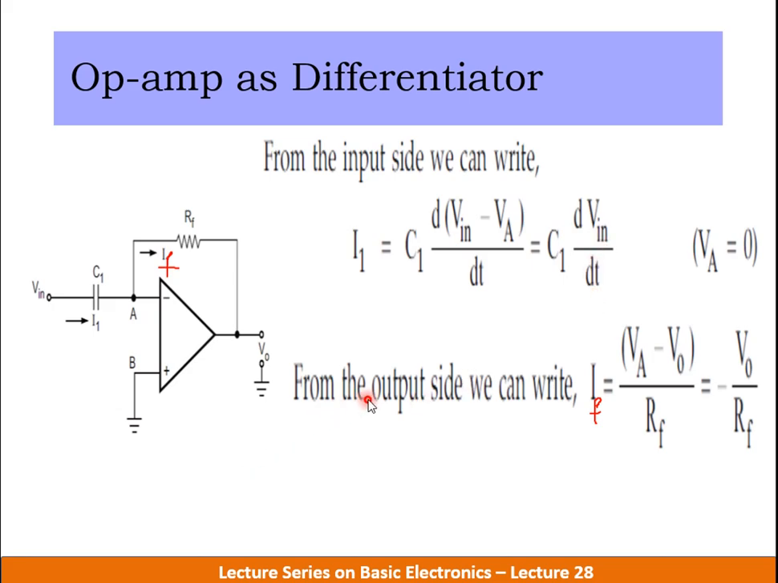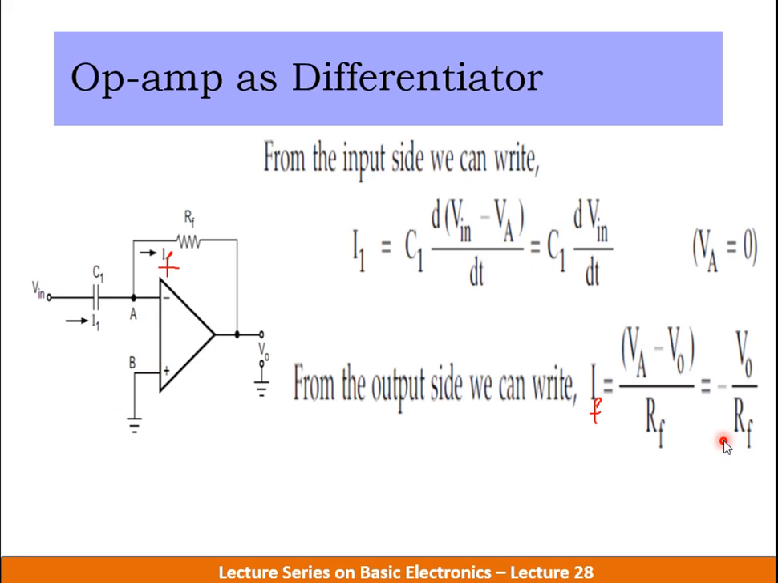Similarly, we need to calculate the current equation, that is, find the value of current from the output side of the circuit. Therefore If is equal to the potential difference between 2 points divided by resistance, so it is VA minus V0 divided by Rf. We already know VA is equal to 0 due to the virtual ground concept. Substituting VA is equal to 0, we get If is equal to minus V0 divided by Rf.